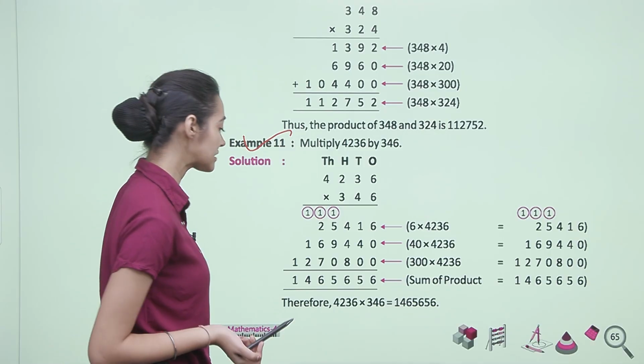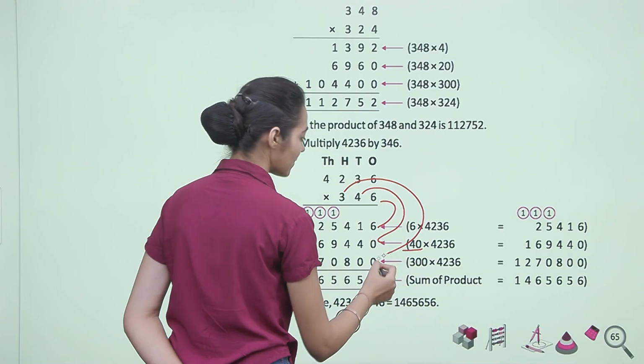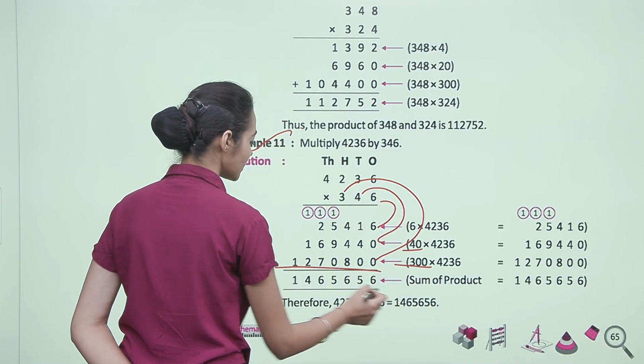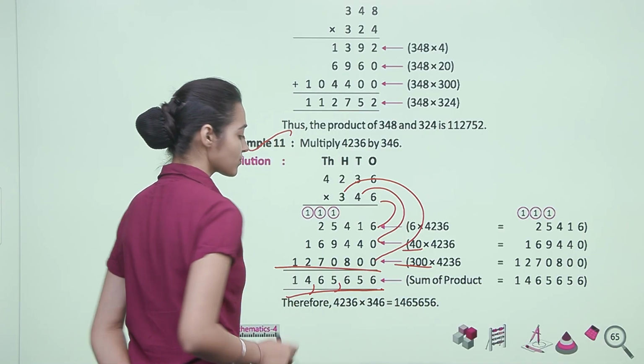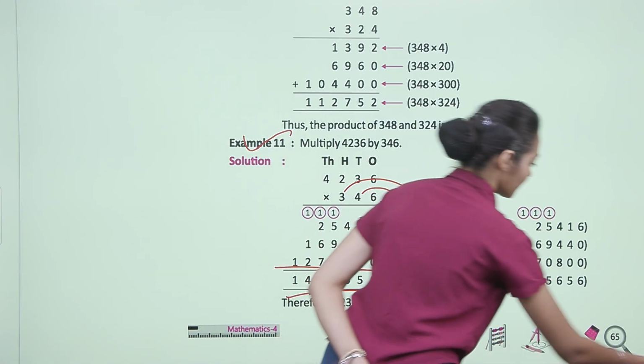Now let's look at example number 11. We have to multiply these terms. Firstly we multiplied by 6, then we multiplied by 40, then we multiplied by 300, and after doing the sum of all the terms, the answer we get is 14,65,656.